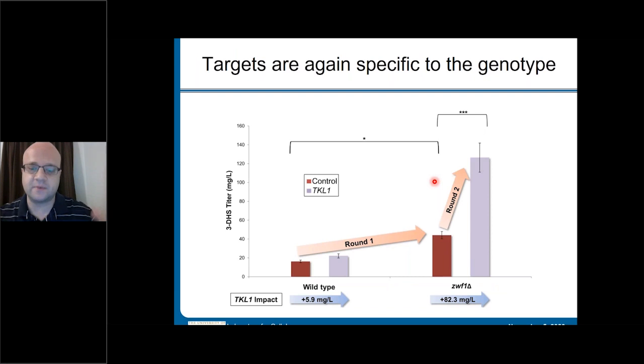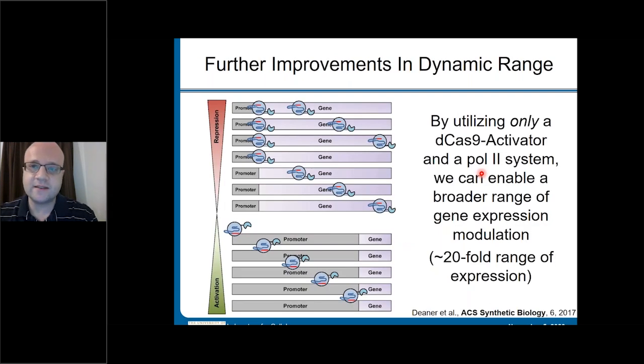Likewise, these targets are very specific to the genome. The TKL1 overexpression has only minimal impact in a wild type cell, whereas it has substantial impact in the background of a ZWF1 deletion. So this really led us to the idea that we wanted to improve this dynamic range even further. And we, in subsequent work, were able to show that we can put an activator on dCas9 and can do all the work that we did before, in those prior slides, with just an activator and a Pol2-based promoter system, meaning we can use the activator to step along the promoter to get improvements in actuation.